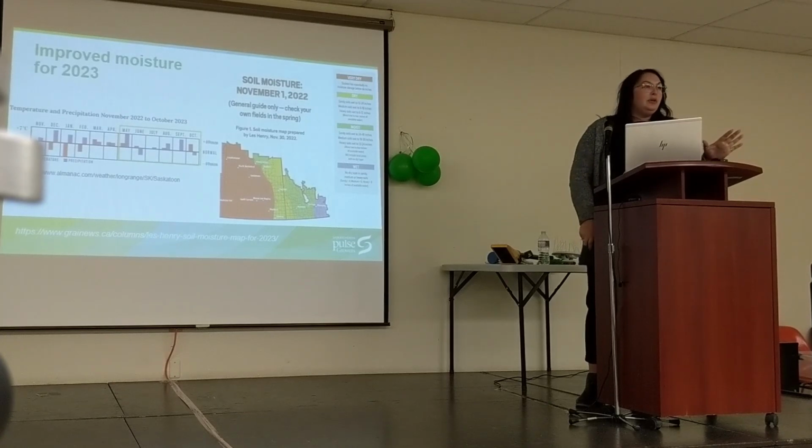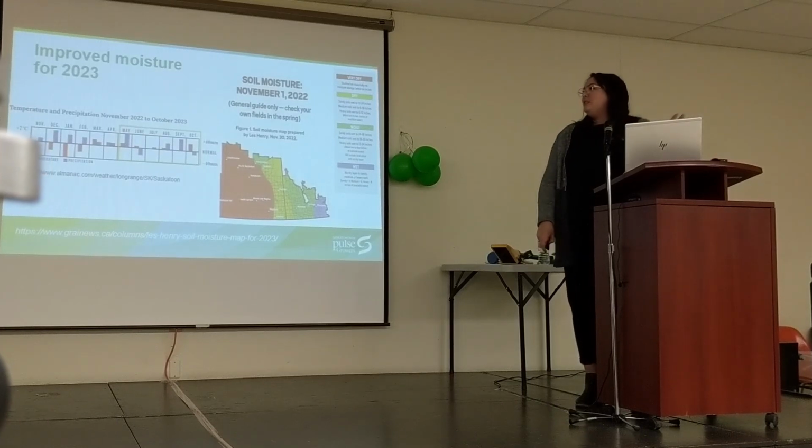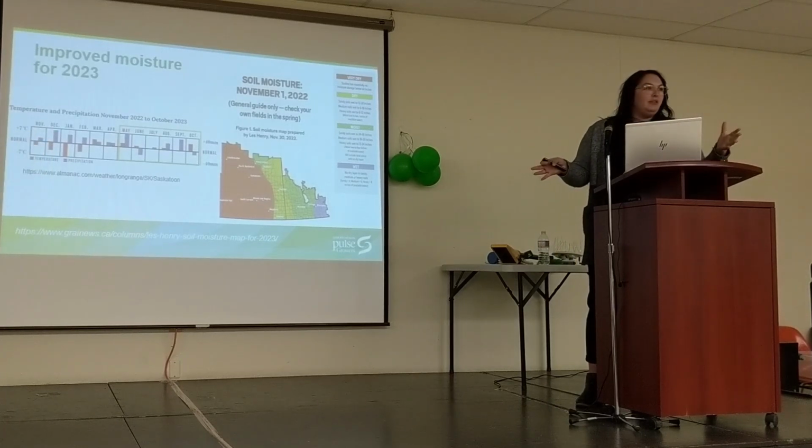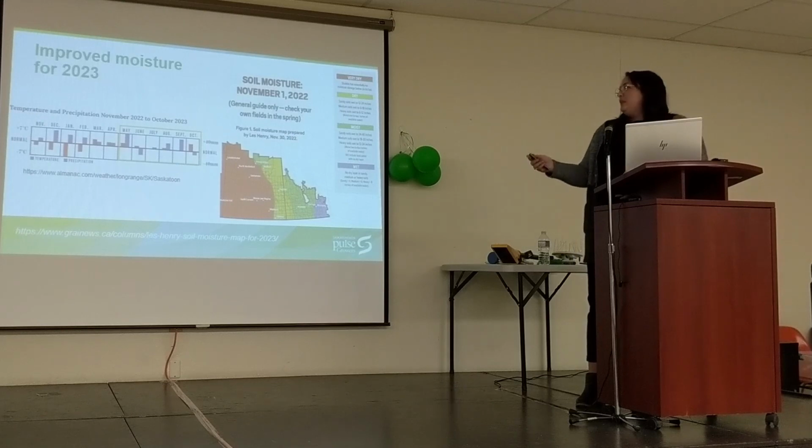Now, whether this holds true or not, meteorologists can be wrong 99% of the time and still be employed, so don't hold me to this, but this is the long-term projected forecast for 2023. And what this means for diseases in our pulse crops and overall is yet to be seen, but this gives us a little bit of an outlook.